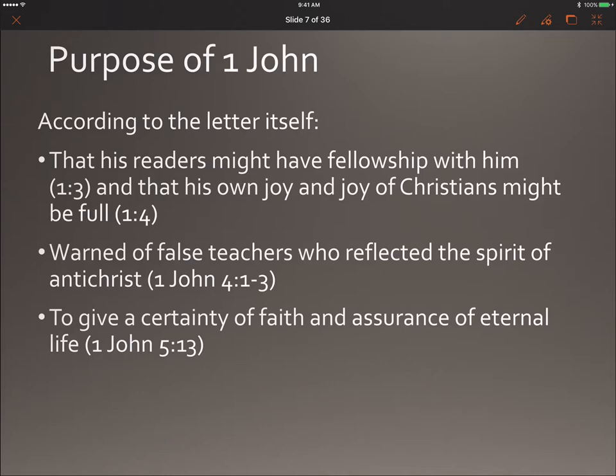last time we met discussing the purpose of 1 John. And according to our textbook, the authors assert that the primary purpose of 1 John is to give a certainty of faith. That scripture text reads as follows, 1 John 5:13. These things I have written to you who believe in the name of the Son of God, that you may know that you have eternal life, and that you may continue to believe in the name of the Son of God.